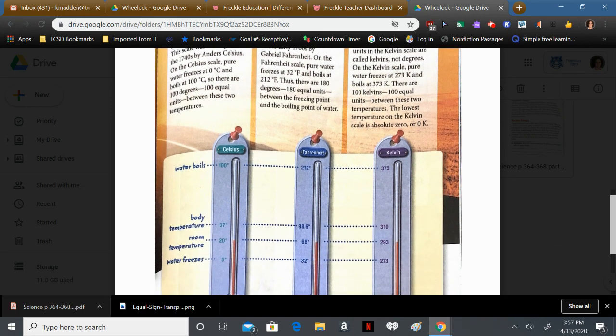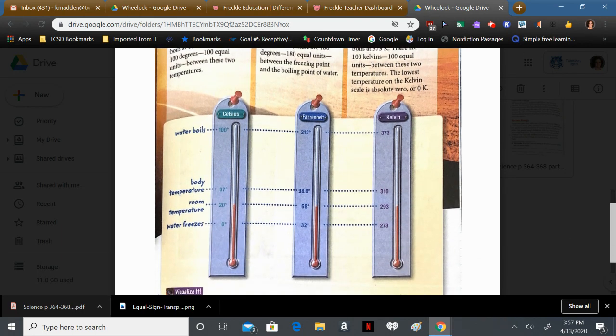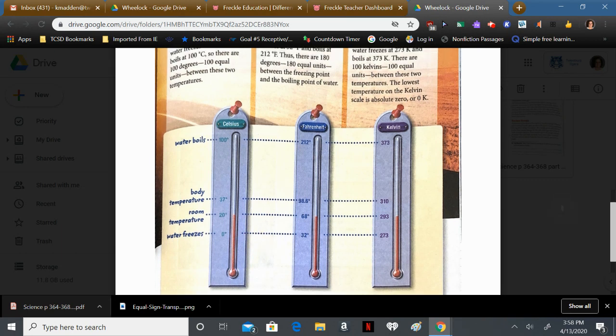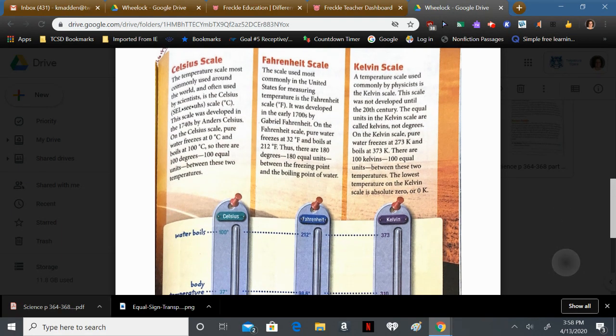Let's take a look at our Celsius thermometer. Water boils at 100 degrees. Body temperature, our average body temperature, is 37 degrees Celsius. Average room temperature is 20 degrees Celsius, and water freezes at 0 degrees Celsius. Now let's read about our Fahrenheit scale.